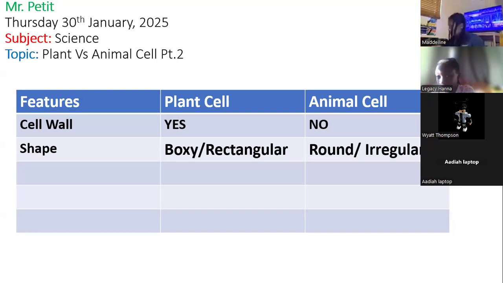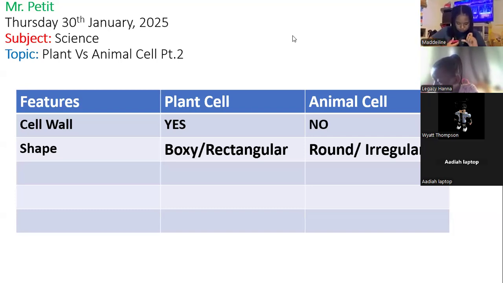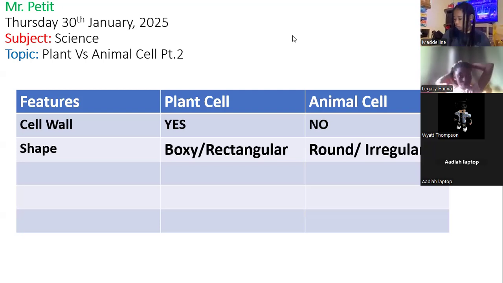Let's look at the plant cell. Does the plant cell have a cell wall? Yes, sir. Good. How about the animal cell? Does the animal cell have a cell wall? No, sir. Good. How about the shape of a plant cell? How would you describe the shape of a plant cell? Boxy and rectangular. Boxy and rectangular, very good.